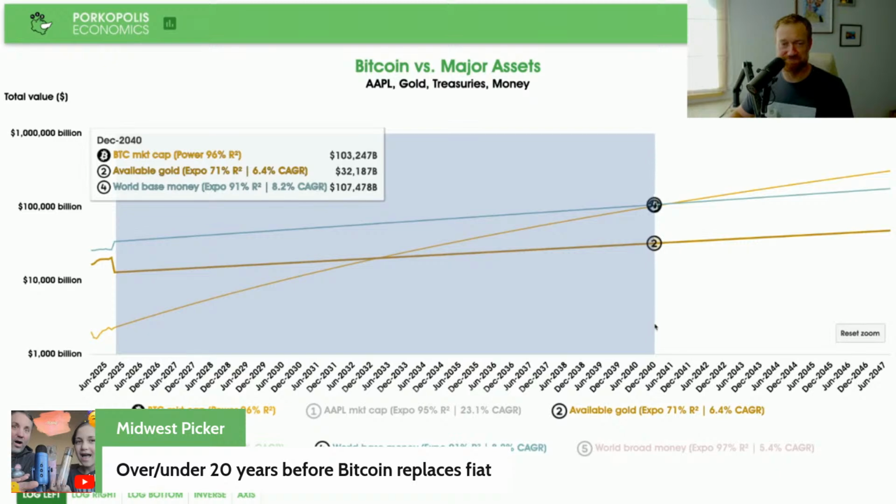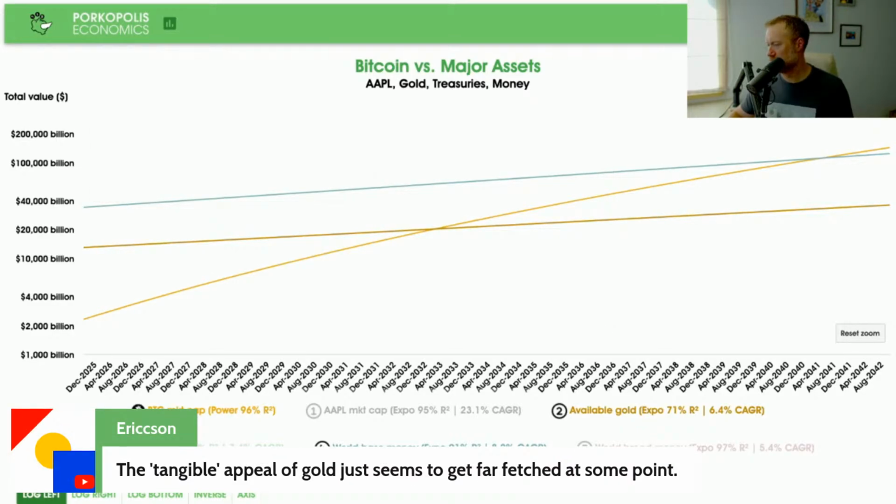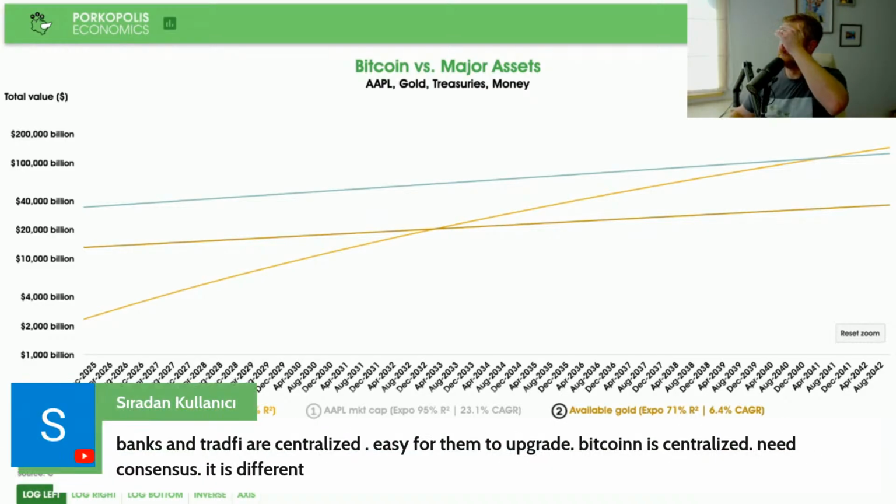I'll take the under on your question, Midwest. I think it's clearly the under. Somewhere here, we're moving to nation states adopting it. Yes, it does. Erickson, I agree with you. Do you mean Bitcoin is decentralized? Yeah. Got it.